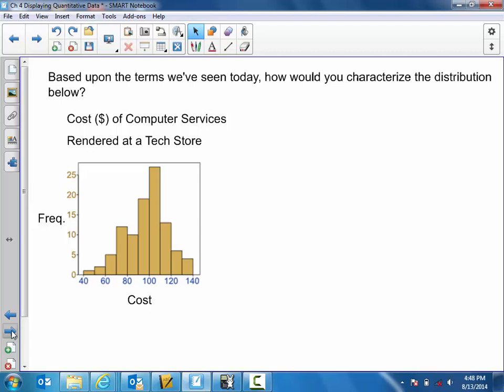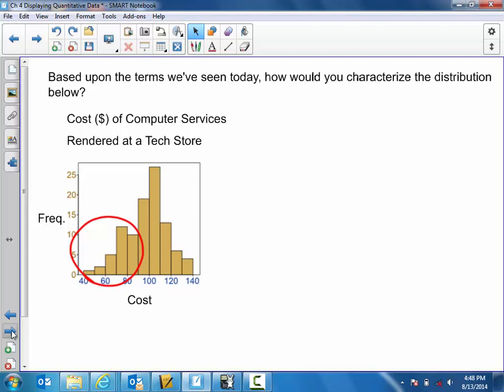Let's talk our way through this next one, because if I just tell you what I'm seeing, it'll save time over writing it all out. Based upon the terms below, we are again describing the distribution. We've got the cost of computer services rendered at a tech store. Let's start with the shape. The shape is certainly unimodal. You've got a bin that is the highest compared to the rest of the graph, between 100 and 110.